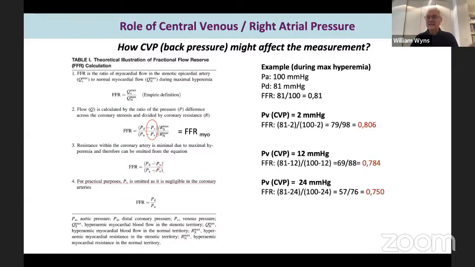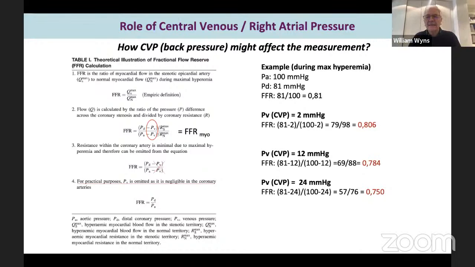And then Pijls and De Bruyne looked at it and they said, listen, do we really need to stick the vein, advance a catheter in the right atrium? This is not going to work. So does it matter pragmatically? And their conclusion was, it doesn't matter much by and large.